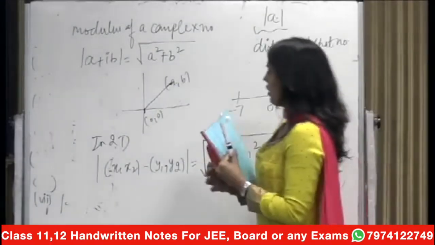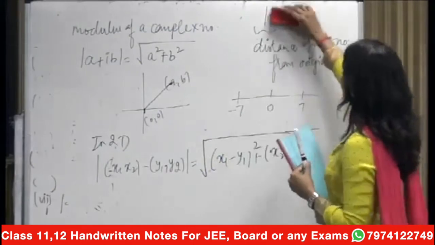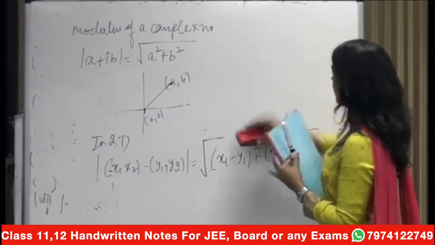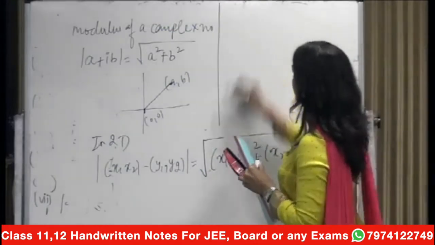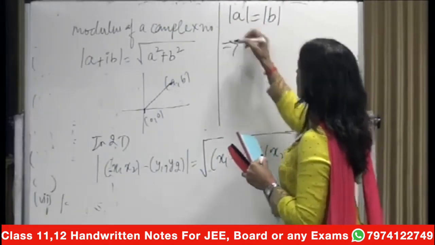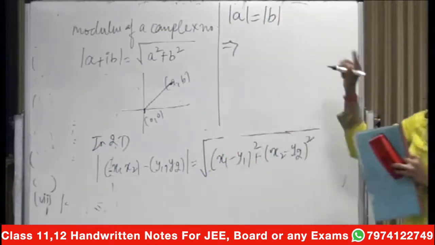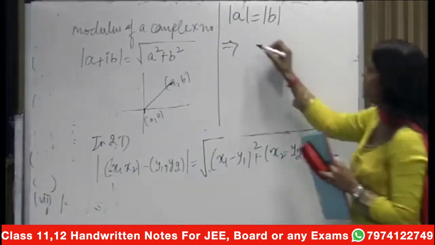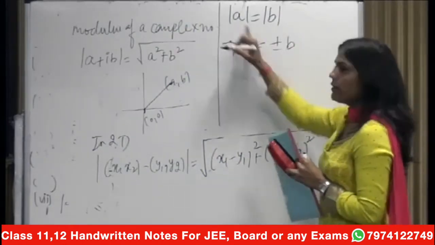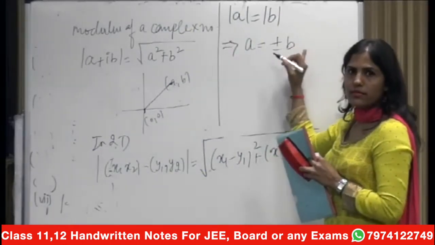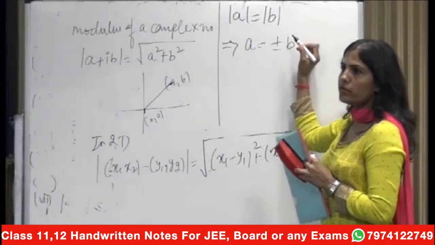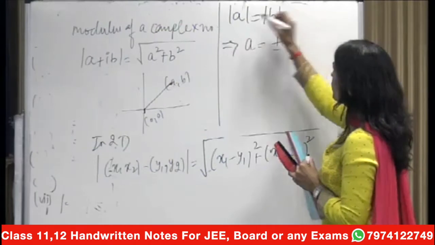Okay, now I have the board. If any confusion you can ask. Write down. If the modulus of two real numbers are the same, then you will get this relation. Either number is plus or minus the second number. This is another property you can say.